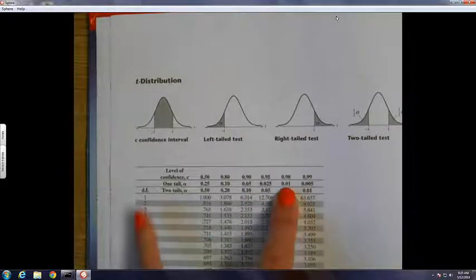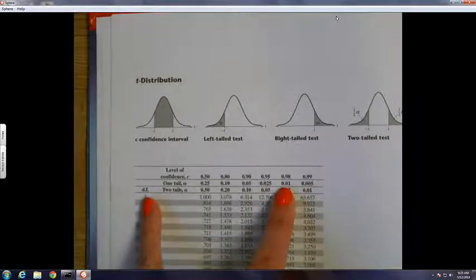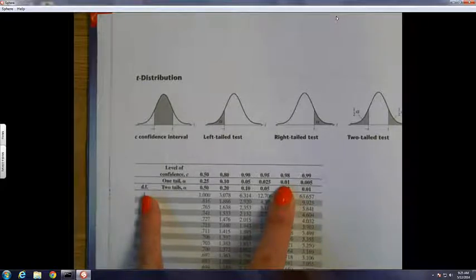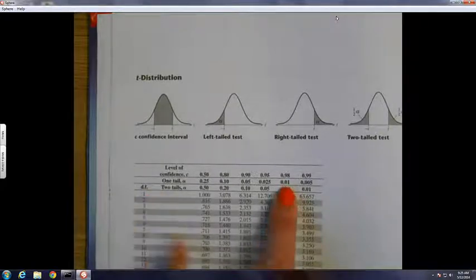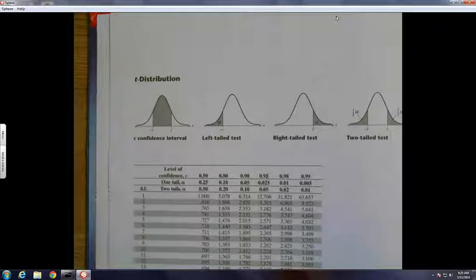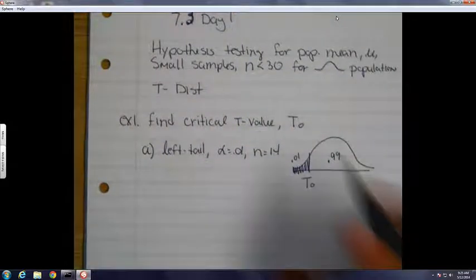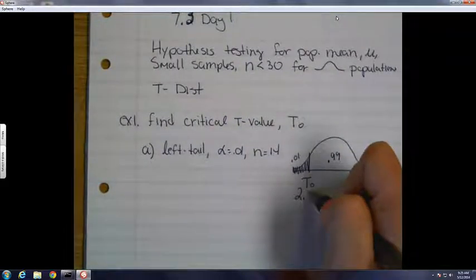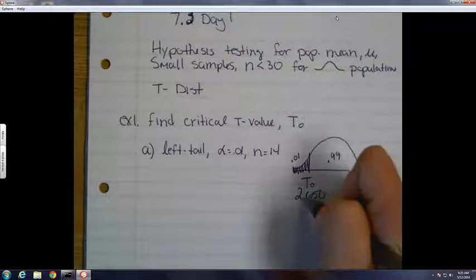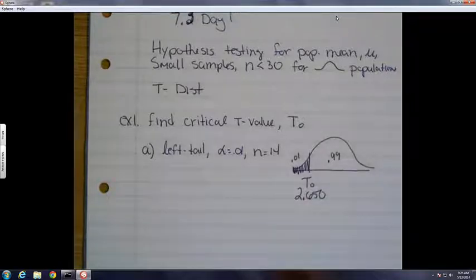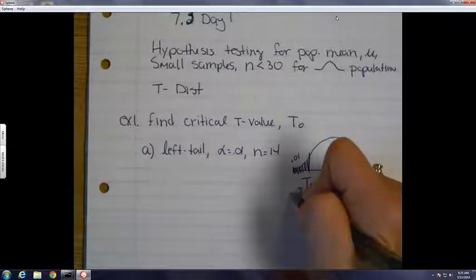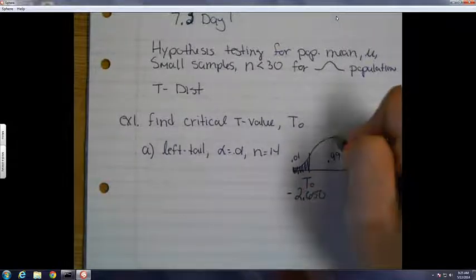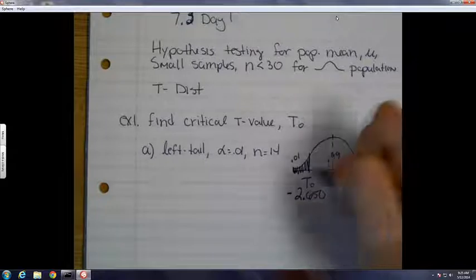And this is still degrees of freedom. What was my sample size? 14. So what's my degrees of freedom? 13. So I had to go down to the 13. 2.650. So, 2.650. I'm going to ask you, does that make sense to its position here? No. You have to know to do what? Supply the negative. Because this is a symmetrical graph, you've got to know that the 0 is in the middle. When I go to the left, those are the negative.